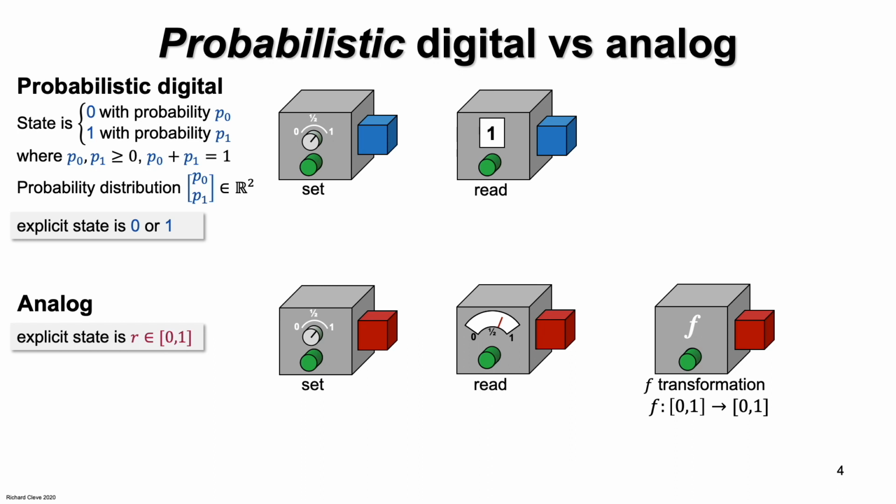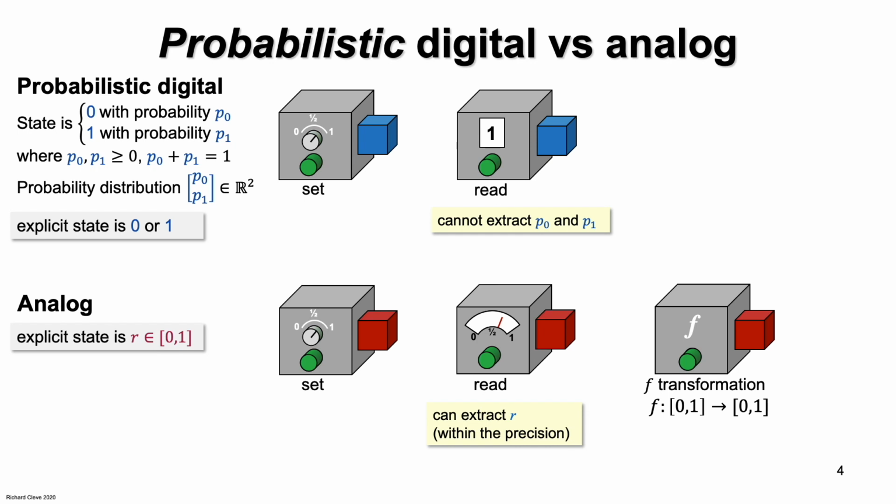Also, if we didn't know what probability values P0 and P1 were used when the bit was set, then reading the bit does not provide us with those values. After reading the bit, all we can do is make some statistical inferences. For example, since we saw 1, we can deduce that P1 could not have been 0. This is very different from the analog model, where we can actually see the value of the parameter r using a read device.